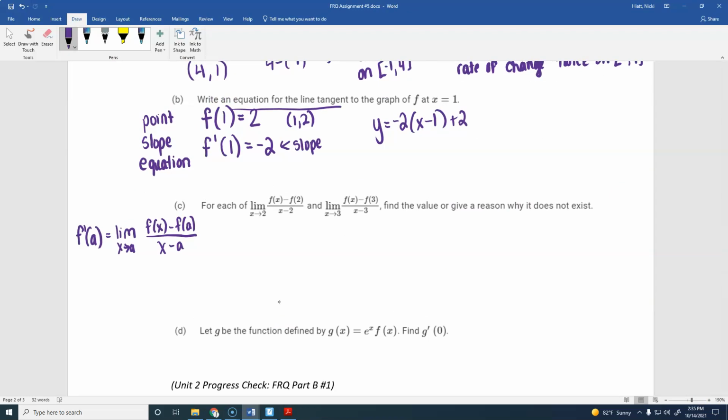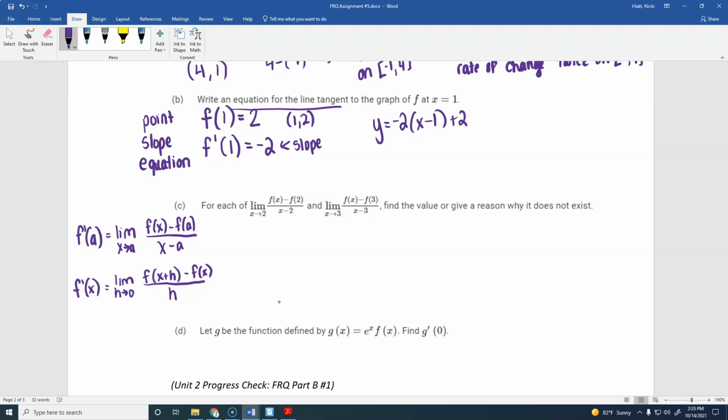Okay? We also learned another limit definition of a derivative. It was to find, and the one with the h is the one where we usually got an x still left in our answer, right? And it was the limit as h approaches 0 of f of x plus h minus f of x all over h.